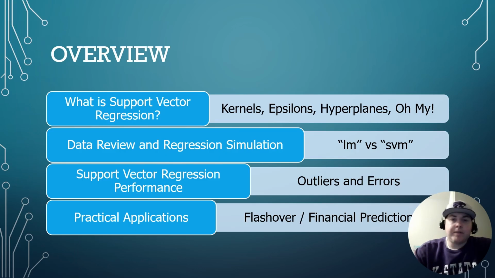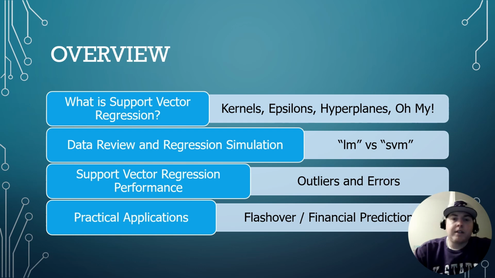Today we're going to review a few topics. First, we will look at what support vector regression is and the various components of SVR. Next, we will review a data set and walk through a regression simulation in R programming, specifically comparing the performance of a traditional linear regression model to SVR. Within the regression simulation, we will introduce outliers to the data, and then we'll reevaluate model performance. To wrap it up, we will take a look at a couple practical applications for SVR.